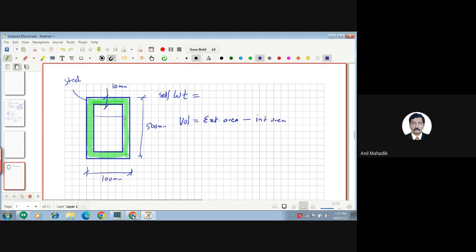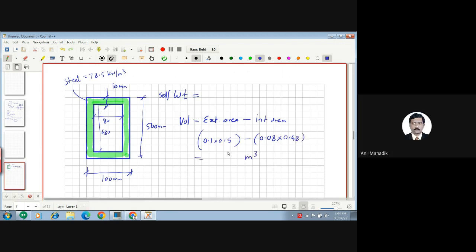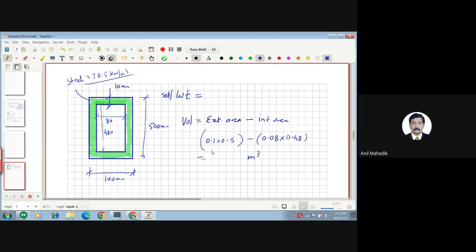So for the internal area, you should know this dimension also, which will be 180, isn't it? And the internal height will be 500 minus 20, 480, right? As we have discussed, steel unit weight is 78.5 kilonewton per meter cube. That means I should write the volume in meter units. So the external area is 0.1 into 0.5, minus 0.08 into 0.48, right? Once you get the volume in meter cube, multiply that volume by the unit weight. That's it. You get the self weight of the object.